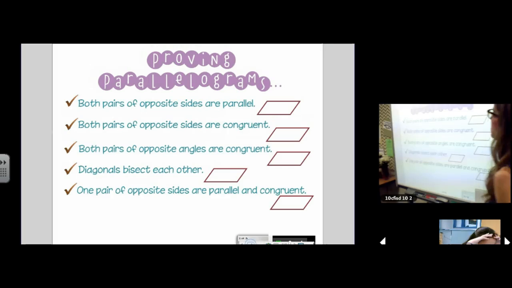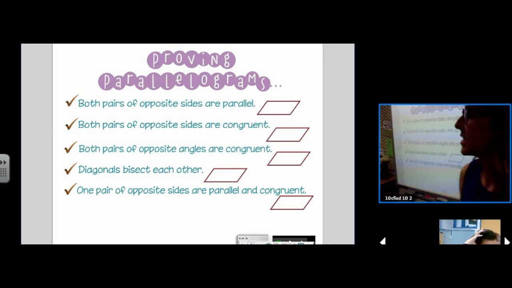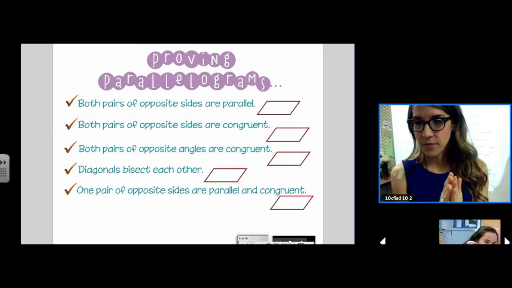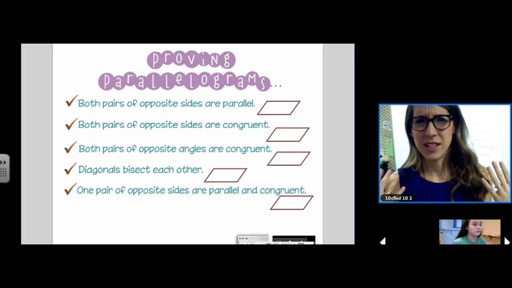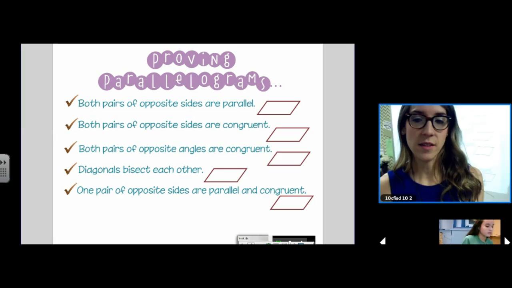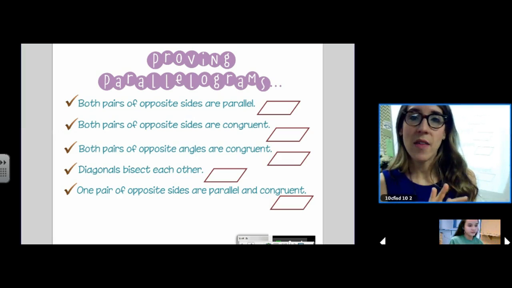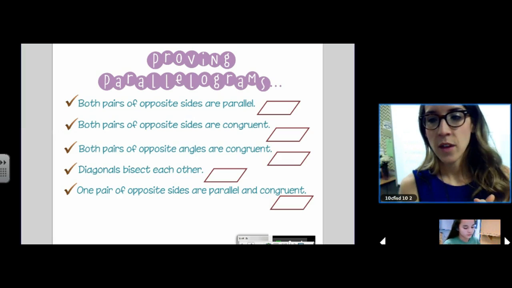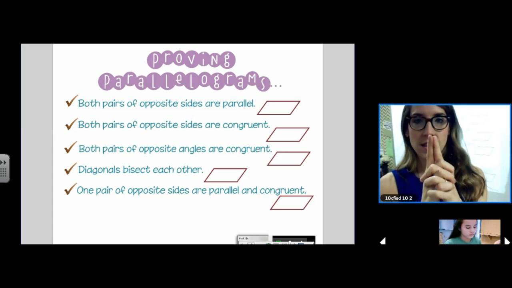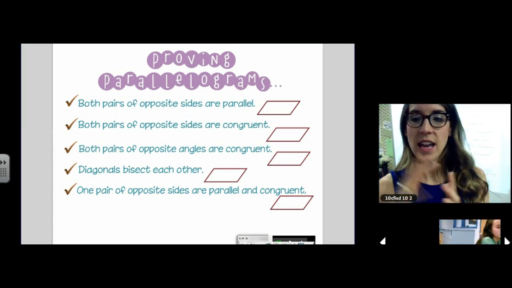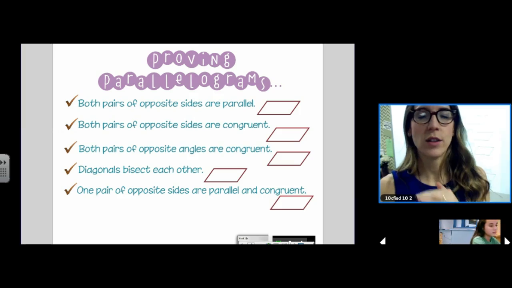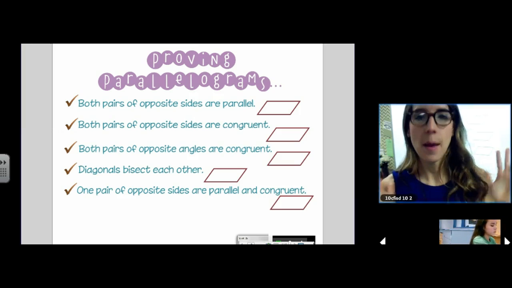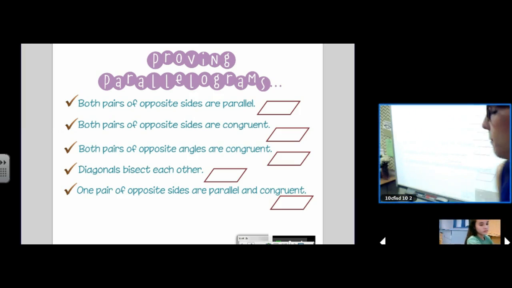Isn't that great news? And here are your choices. I need you to write these down somewhere. I know you're going to feel like I'm just writing down the properties all over again, but that last one is actually different. So I want you to write these down maybe on the back of your family tree if you want. Any one of these, any one, can confirm that our quadrilateral is without a shadow of a doubt a parallelogram. Let's talk about them.